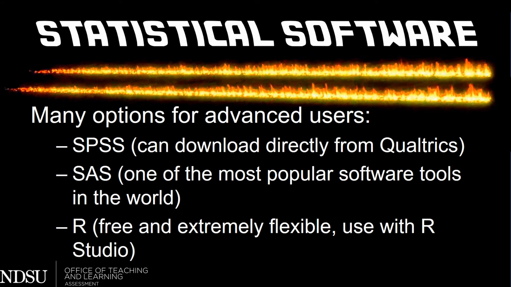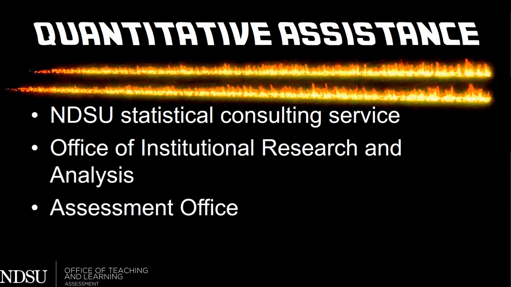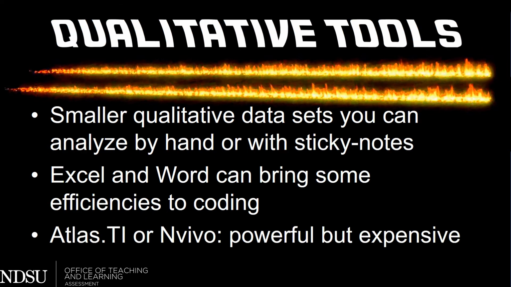And of course, there are many choices for the advanced user, such as SPSS, SAS, and R. SAS is free from NDSU for students and employees, and R, of course, is free for anyone. You can also get a very inexpensive SPSS license through NDSU's software services. There are lots of additional sources of assistance at NDSU for analysis support, such as the NDSU Statistical Consulting Service, and the Office of Institutional Research and Analysis, and of course, the Assessment Office.